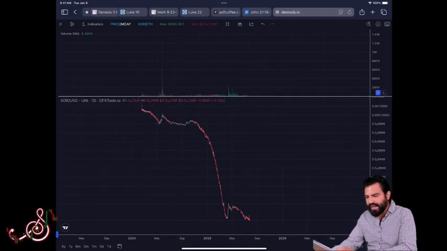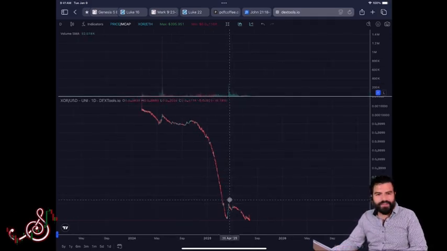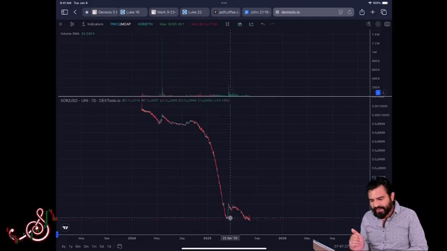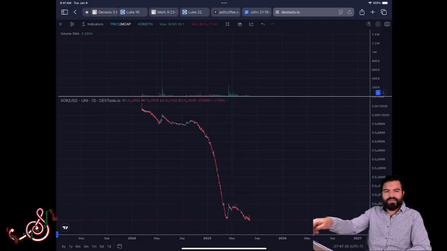Then we have this really high volume mark right here at the top. That's right, but the move is into weakness, so there's going to be selling here. I'll show you what I mean.